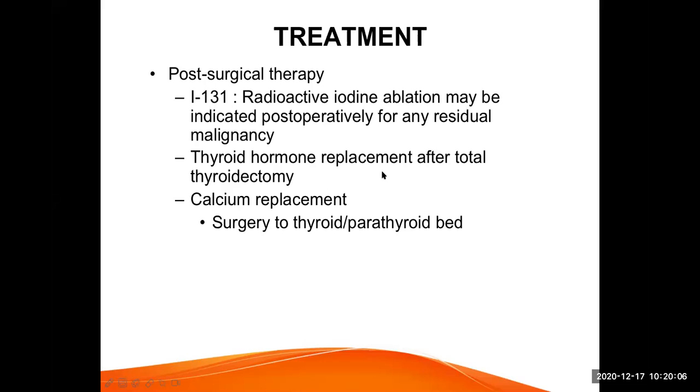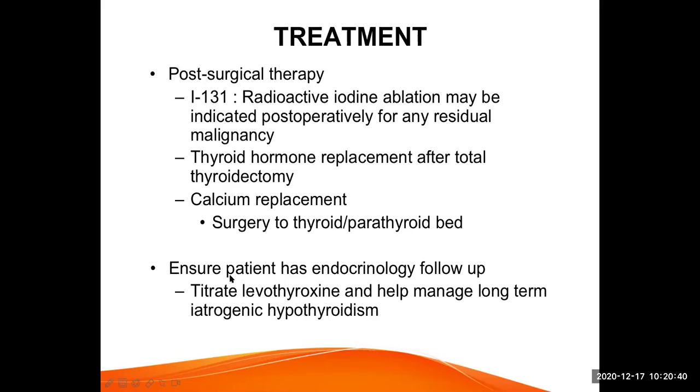Thyroid hormone replacement should be given after total thyroidectomy because there is no more source of thyroid hormone in the body. And remember this, if we suspect we have damaged the parathyroid gland, we have to give calcium to the patient. You don't give parathyroid hormone; rather, you give calcium, because the function of parathyroid hormone is raising the calcium level. So you give calcium to the patient and that will take care of the calcium homeostasis.